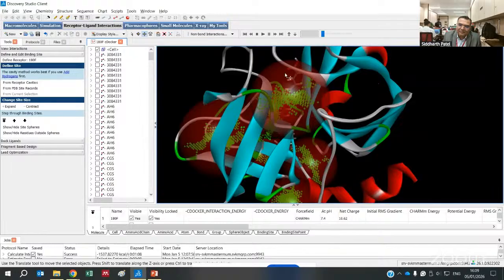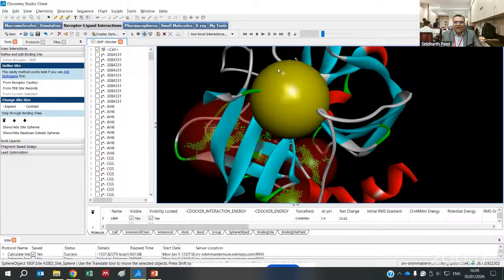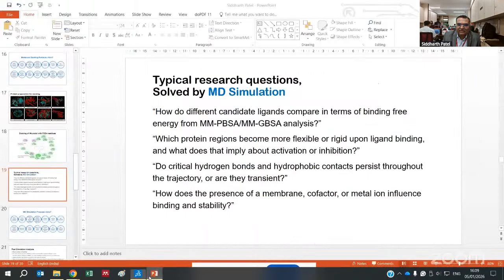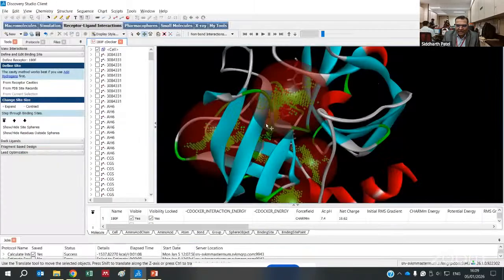So if this ball is having, let's say, some ion, let's say calcium, magnesium, manganese, cobalt, and that ion is blocking the loop, if that ion is allowing the loop to react with the ion and form some bond, in that case the flexibility of the loop will be lost, and the flexibility lost means the protein becomes more and more rigid. And this is how the presence of membrane, cofactor, and metal ion can influence the protein in a different way.